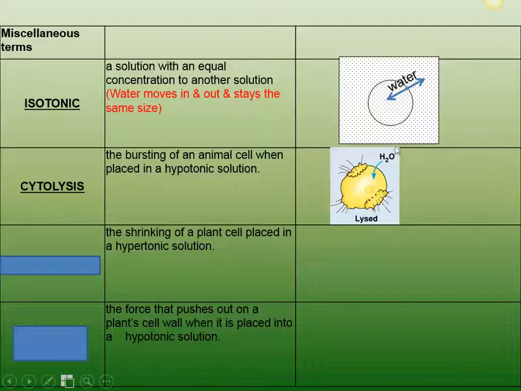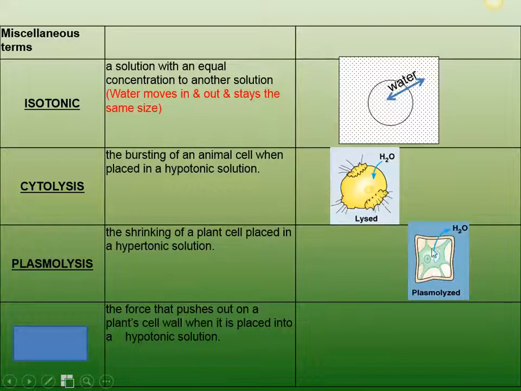The water is filling up the cell too much, so much so that it actually bursts. Then you have plasmolysis, which is when the shrinking of a plant cell happens when it's placed in a hypertonic solution. So plasmolysis, right? You have this cell wall that's not really going to change shape. But because the solution on the outside is so much less concentrated, the water is going to leave and then cause this inside cell membrane to shrink.